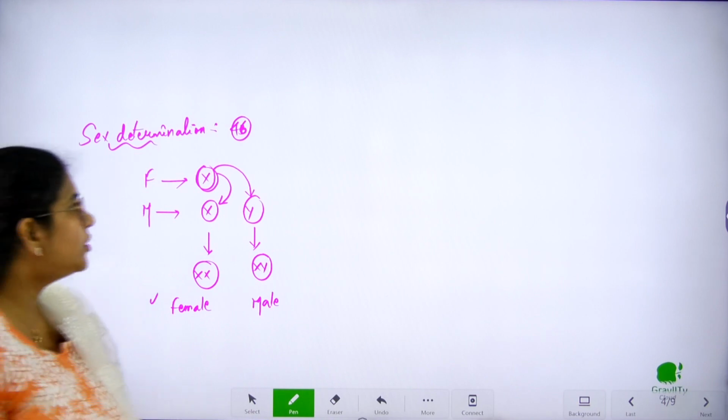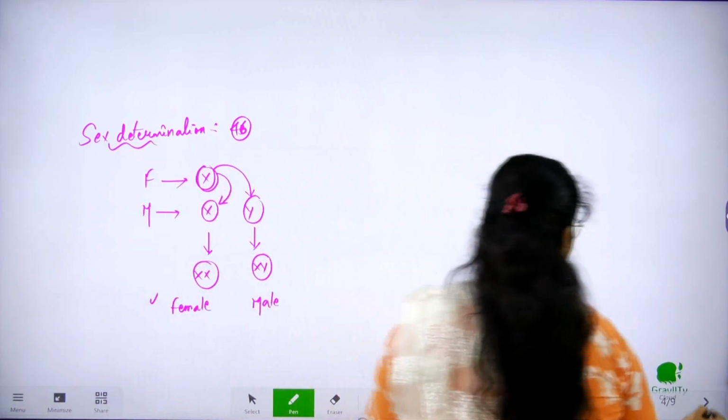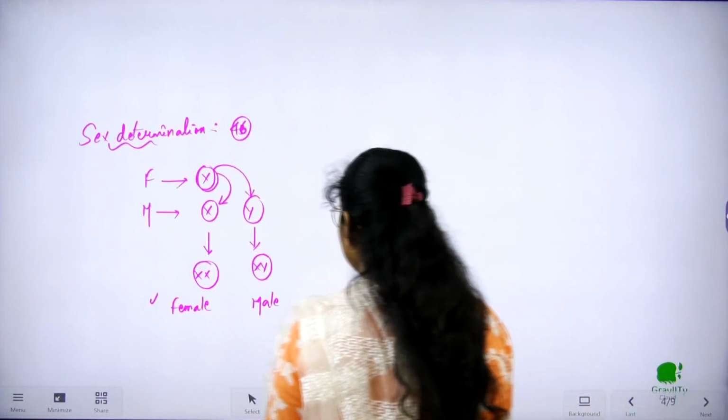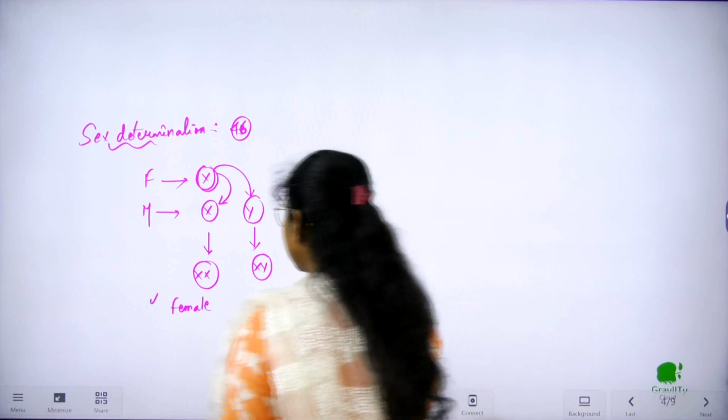Okay, now let us move to the next concept called embryonic development. We are done with the fertilization and implantation part. Let us go to the concept of embryonic development.